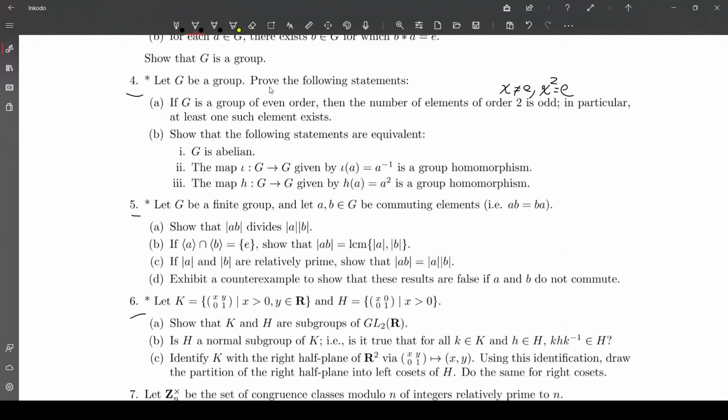So for any group of even order, there is some element of order 2, which is kind of fascinating. And the proof of this uses essentially the idea that if x squared equals e, this is the same thing as saying that x is equal to its own inverse. Okay.